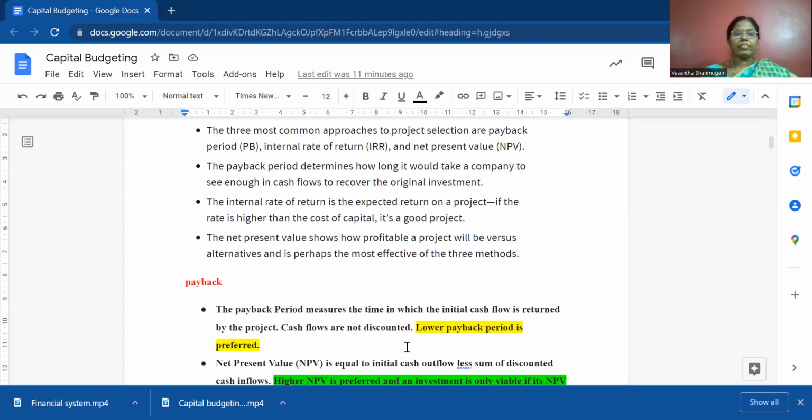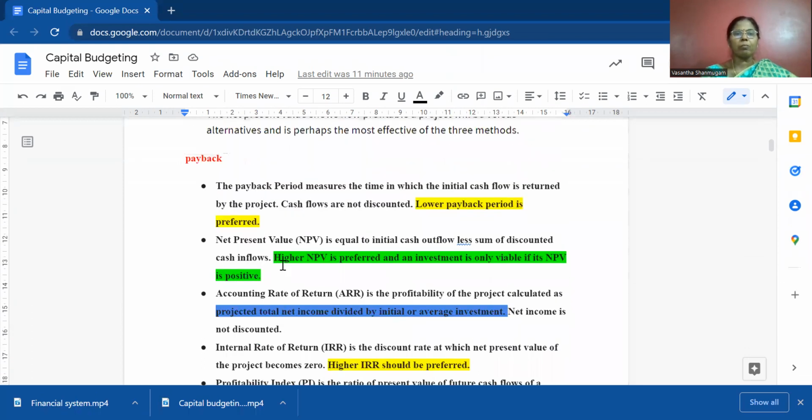Now our discussion is the payback period method. After understanding the payback period method, we will do the problem. The payback period method measures the time in which the initial cash flow is returned. How many years it will take to get back our investment. So that is the thing.